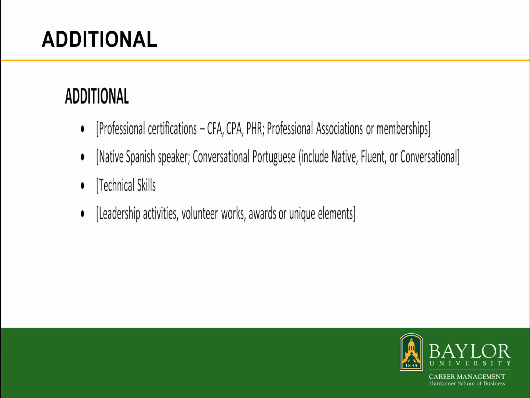So the last part I want to talk to you about in this tutorial was the additional section. This is really the catch-all. So here we recommend several different things. You can put professional certifications. Some students choose to get a CFA or a CPA or a PHR or other certifications while in school, whether you're in undergraduate or graduate school. Also, some professional associations or memberships are good to show here. Just really show that you're keyed into the function and industry that you want to get into.